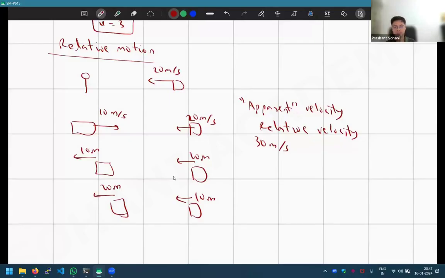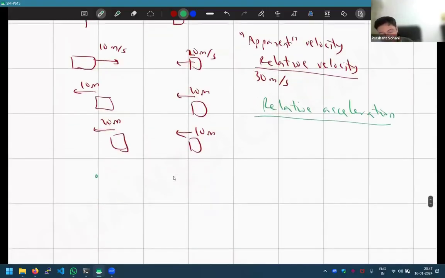Okay, but the main concept is relative velocity. Similarly, we can also apply this concept for acceleration. So just as you have relative velocity, you can also talk about relative acceleration, because the same thing will happen there also.